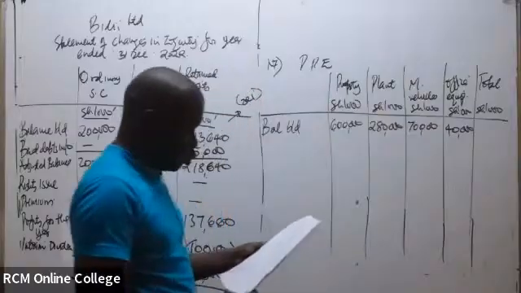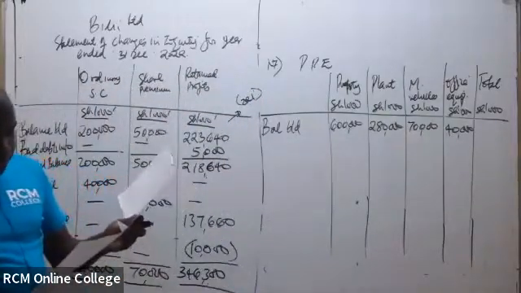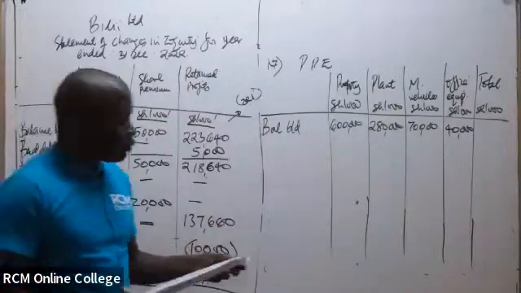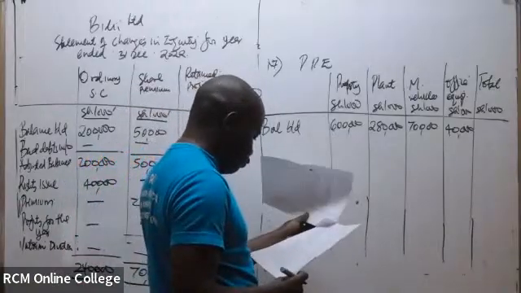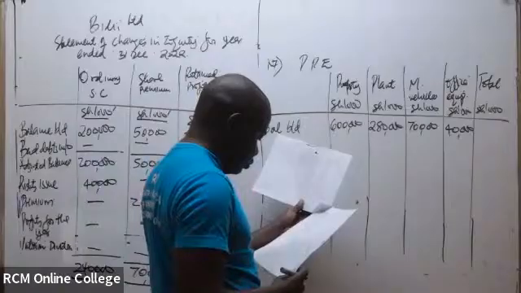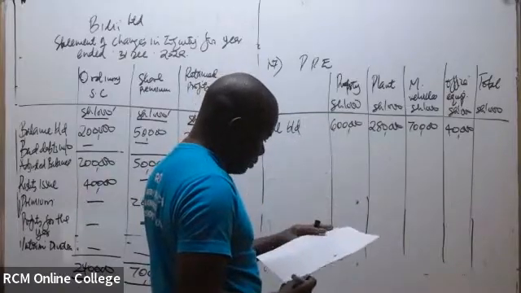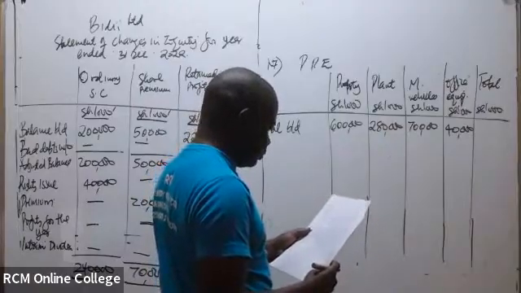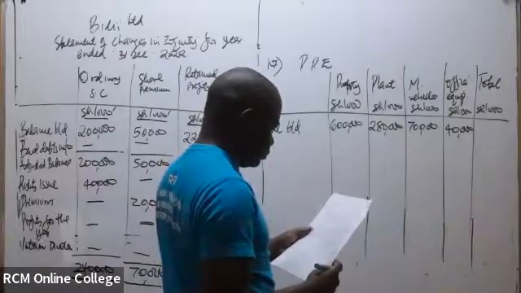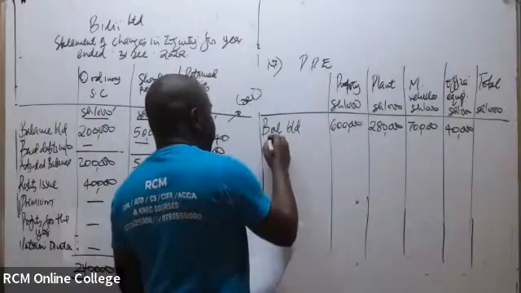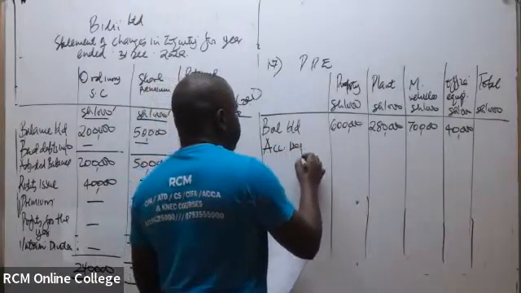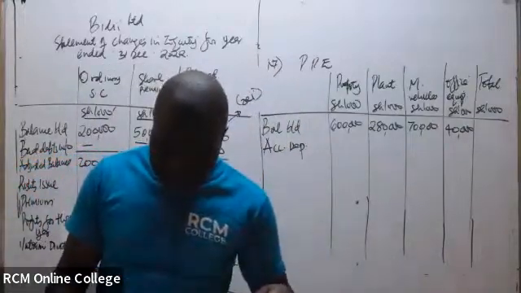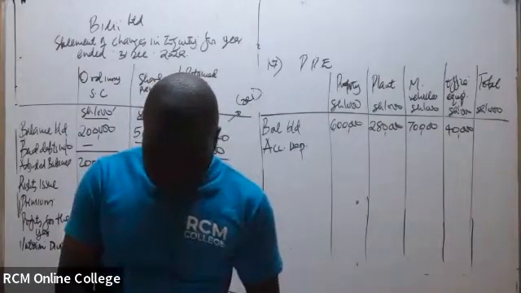So we must be able to adjust by having to do what? Less the accumulated depreciation. We need to less the accumulated depreciation. In this case, for property, I think it is 80 million. It is actually 80 million.